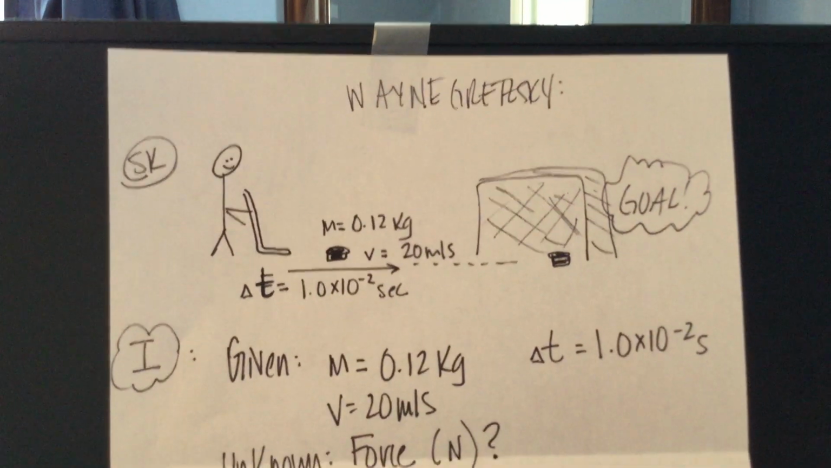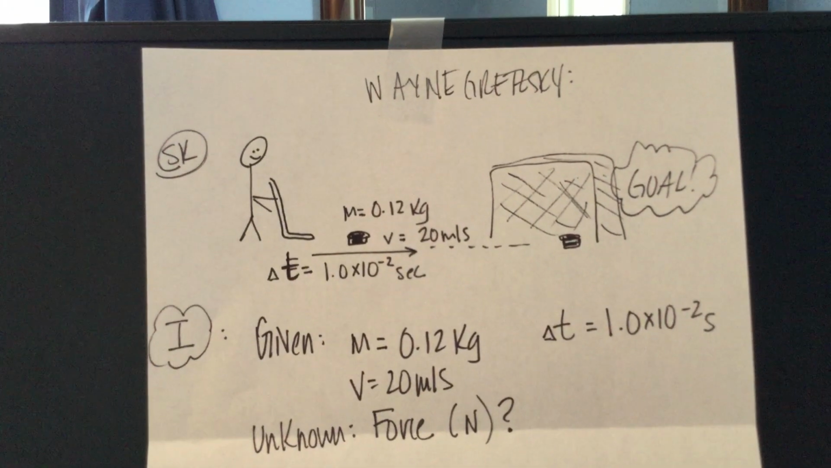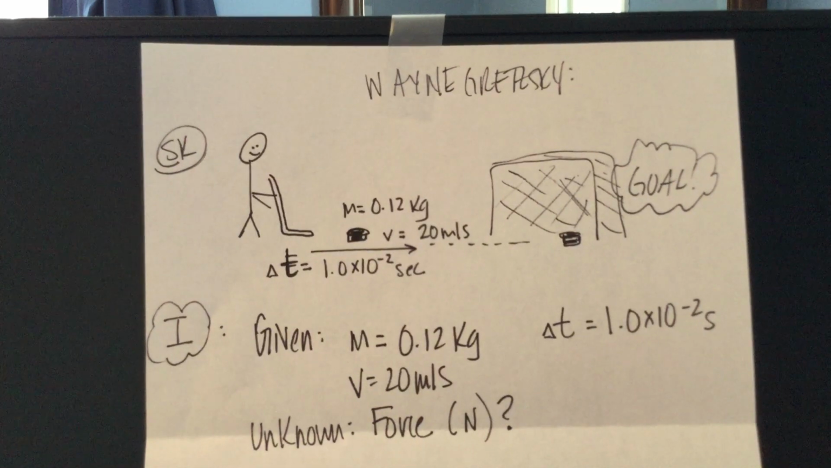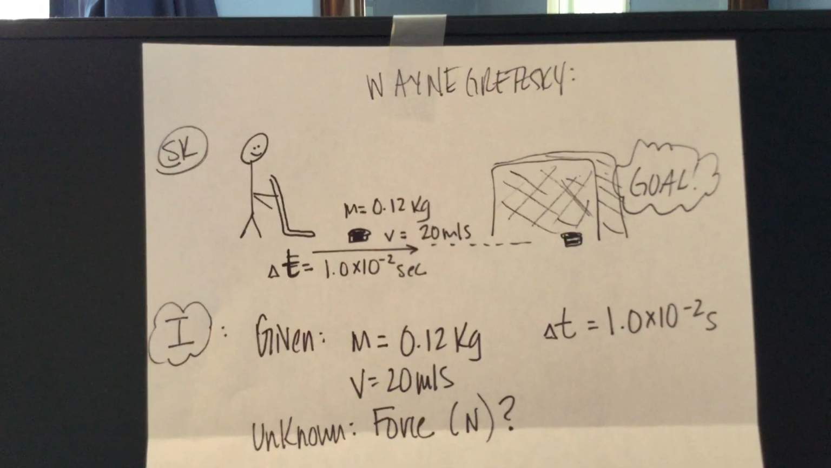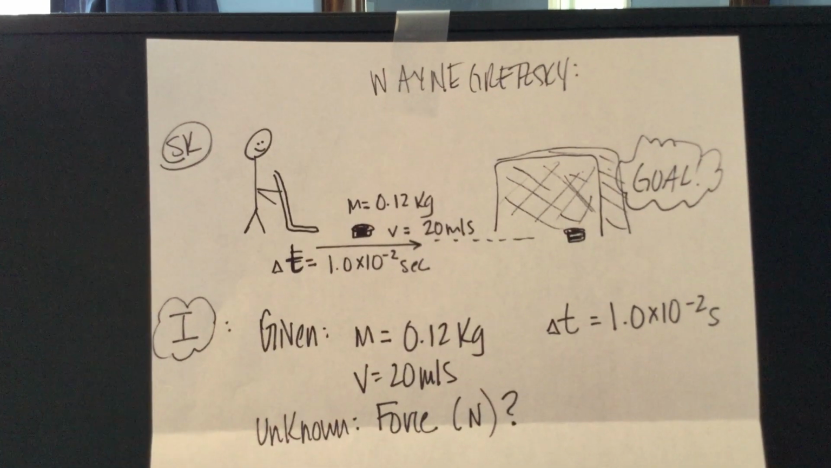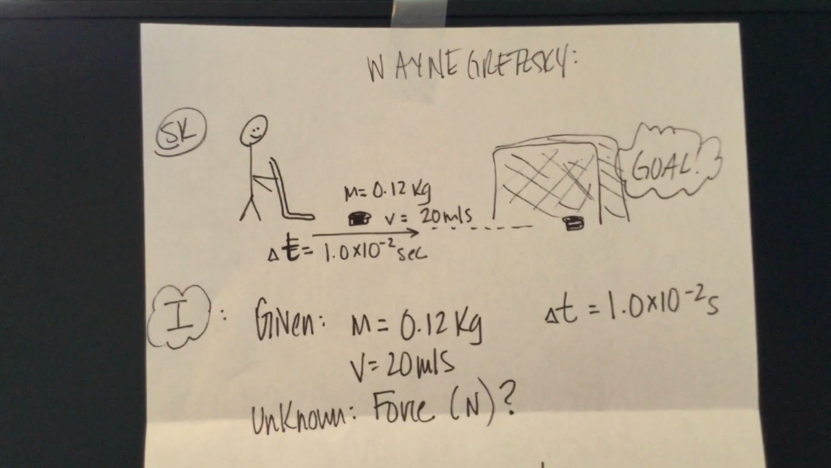Here's the sketch I created. Actually, I'll do my sketch and my information. So there's Wayne Gretzky with his hockey stick. He's hitting the puck. The puck's information is there. It is 0.12 kilograms. It's going to move with a velocity of 20 meters per second, and the amount of time the force is applied is written down. It enters the goal, and he scores.